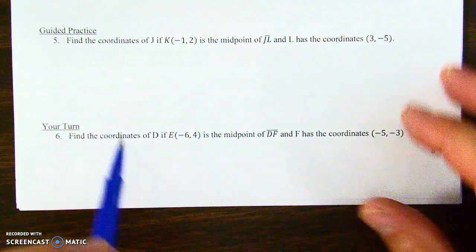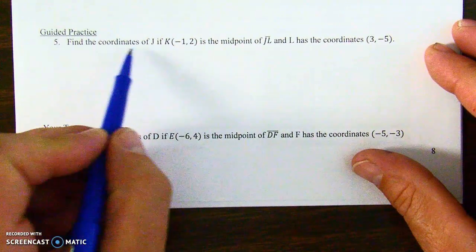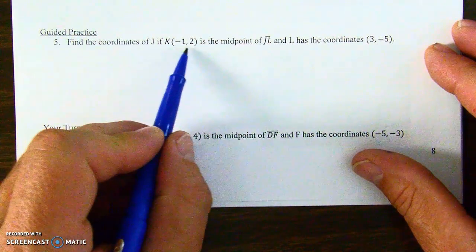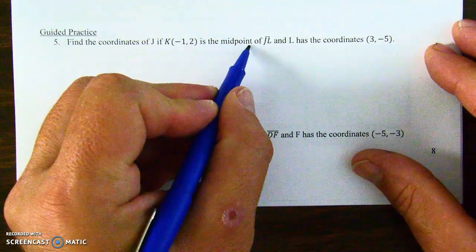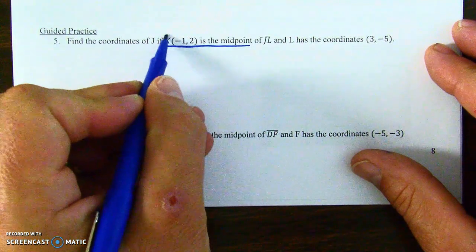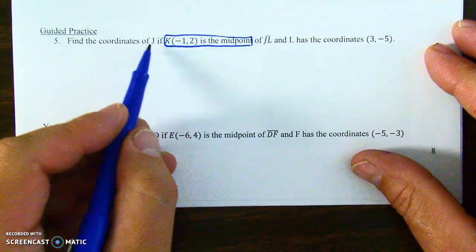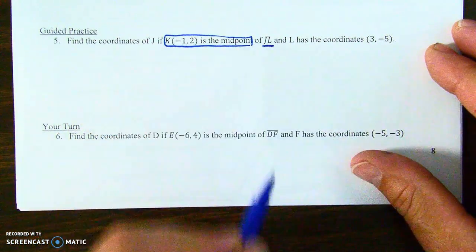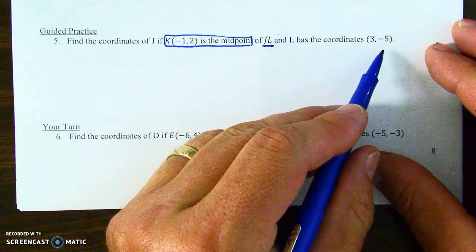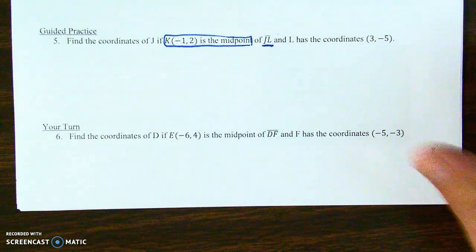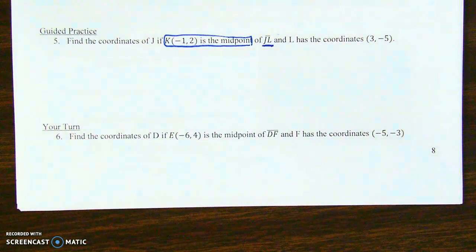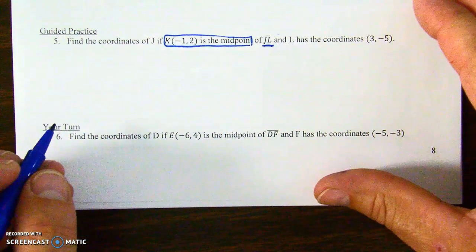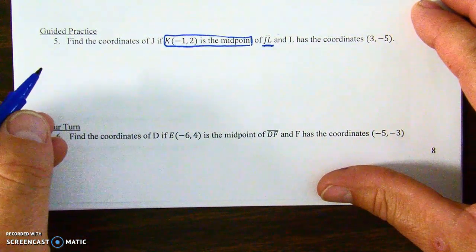Let's go ahead and read this first question here. It says, find the coordinates of J if K is the midpoint. So here's the thing, K is the midpoint. That means J is one of the endpoints because it says right here JL, okay? And L has the coordinates of 3, -5, okay? Actually, there's probably 3 ways I could show how to do this one.